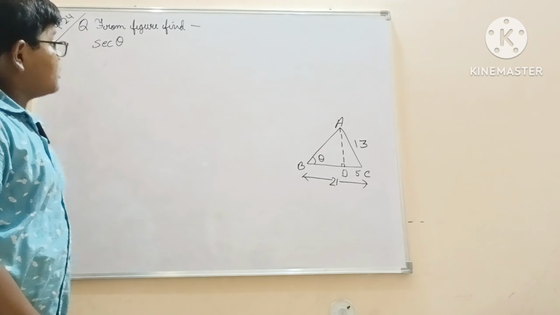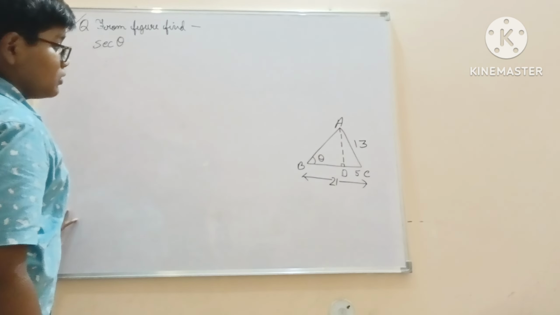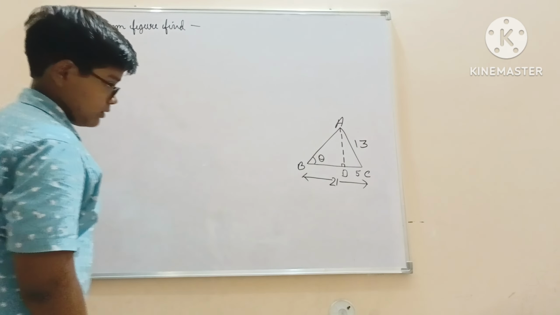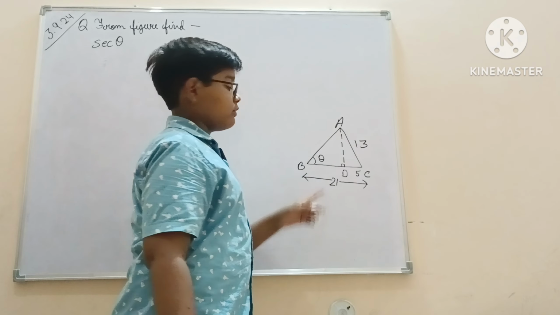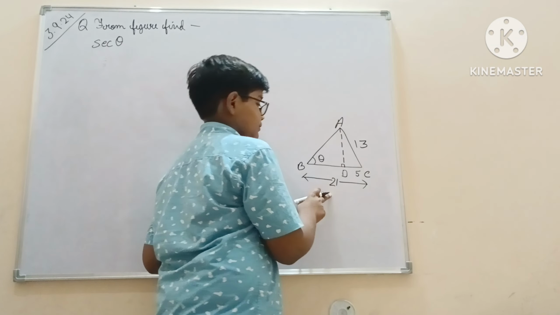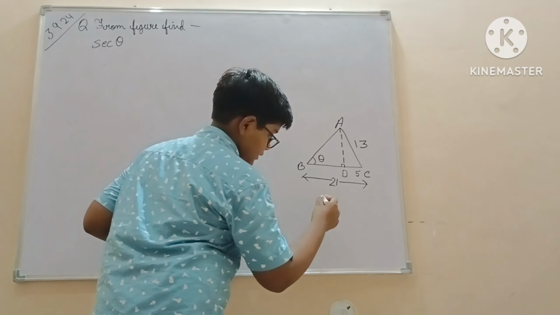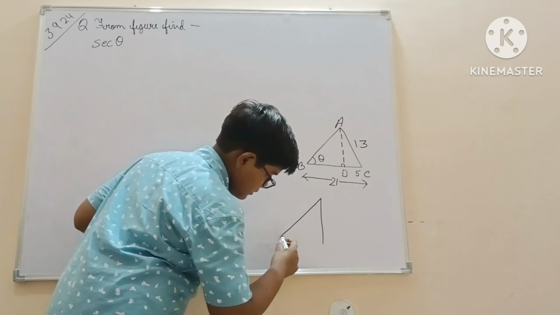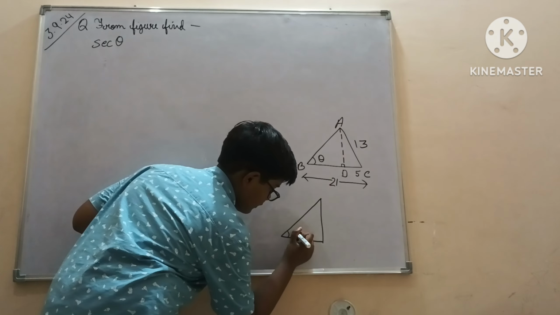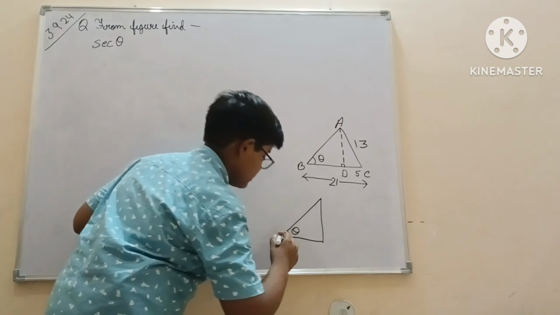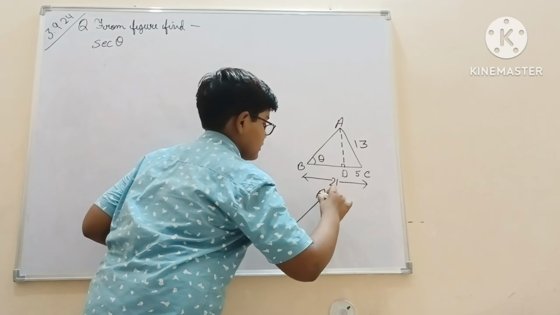Now we will start. So the question is: from the figure, find sec theta. This is our figure given here, and we have to find sec theta. Theta is this, which is acute. First of all, we have to separate this triangle. Now we have got theta, and this is B, and this is D, and this is A.